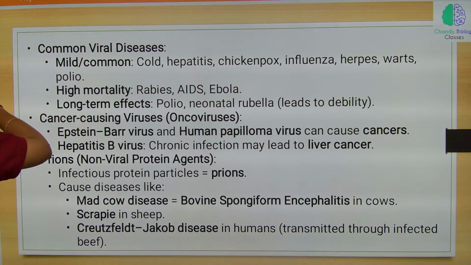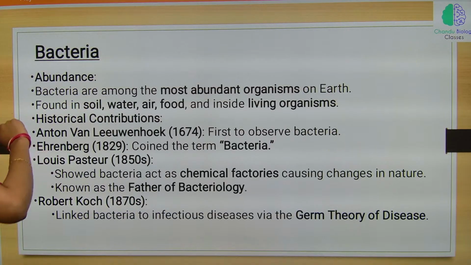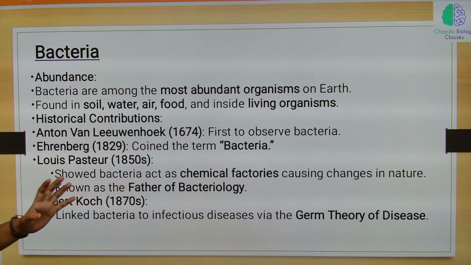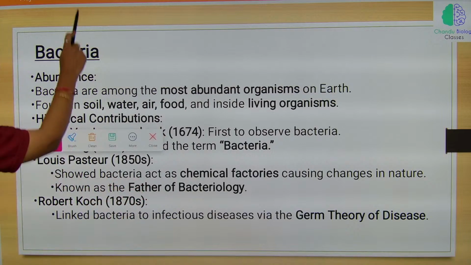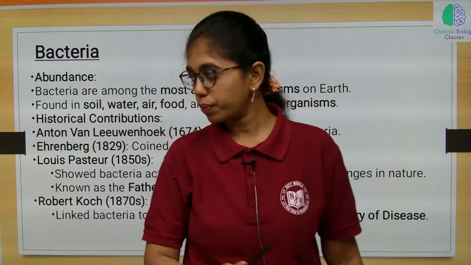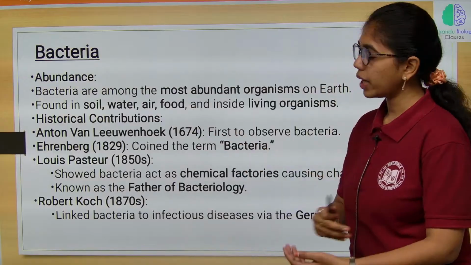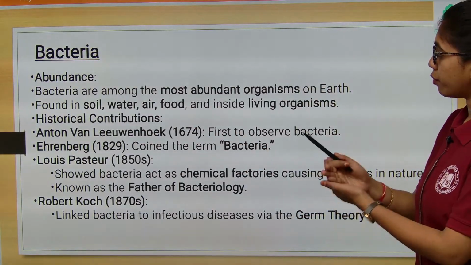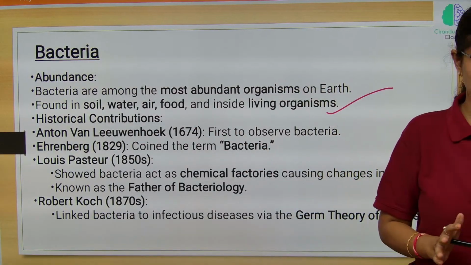Now let us look into bacteria: bacterial structure and its types. Physiology we will look into tomorrow. Bacteria are abundant among most of the organisms on the earth. We can say they are ubiquitous or cosmopolitan in distribution, found in soil, water, air, food, and inside living organisms.